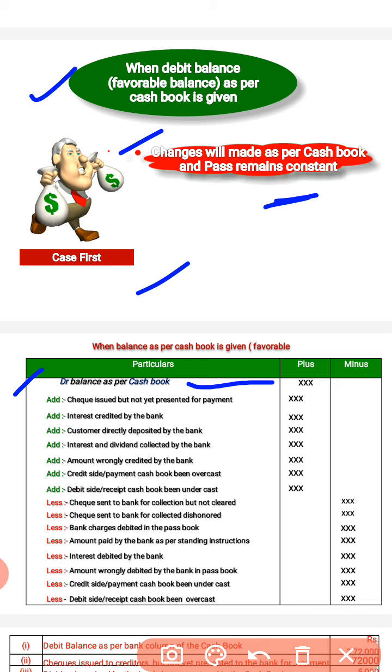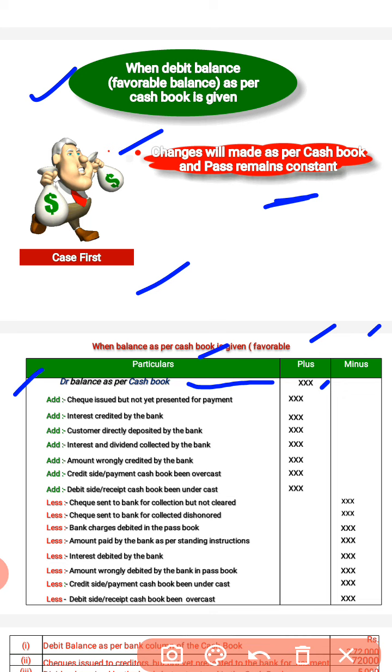This is the format. See particulars, plus items and minus items, and at the top we will give the heading bank reconciliation statement, and we will also write the month. Suppose we are making it for the month of June, then we will write bank reconciliation statement for the month of June 2020. First, debit balance as per cash book we will write on the plus side, because debit balance of cash book is a receipt side, that is a favorable balance. Then various items will be given in the question and you have to select which item will be on the plus side and which on the minus side.